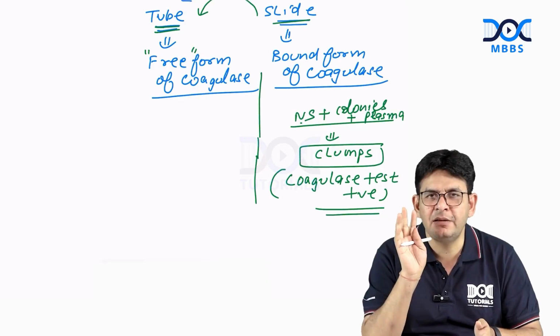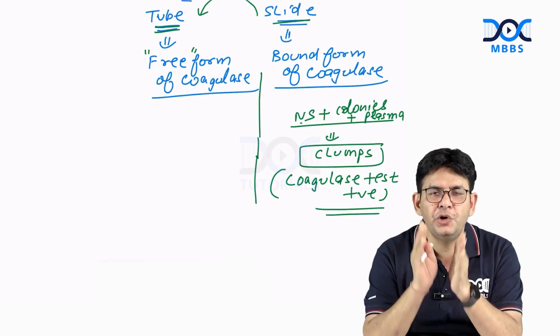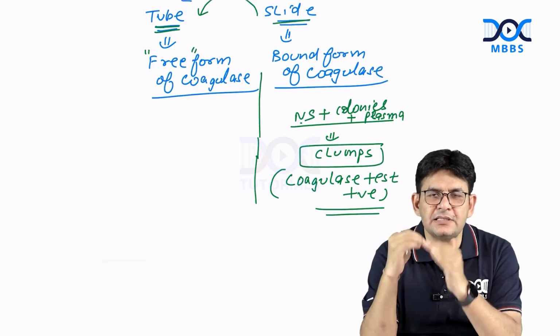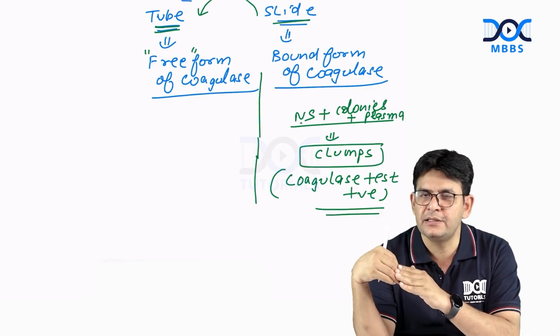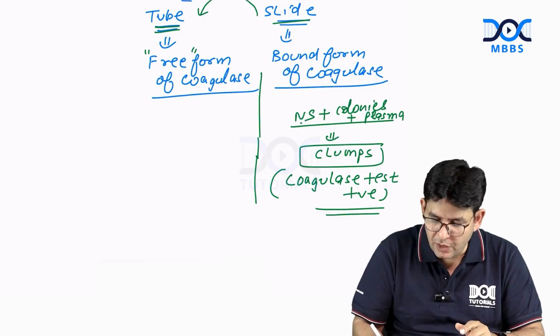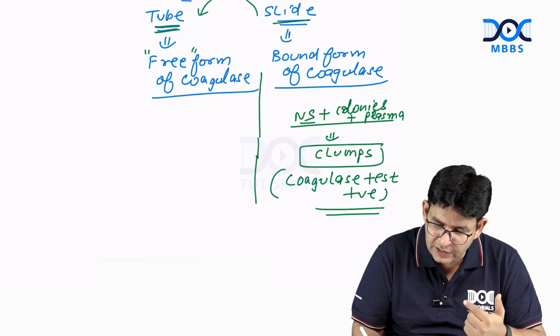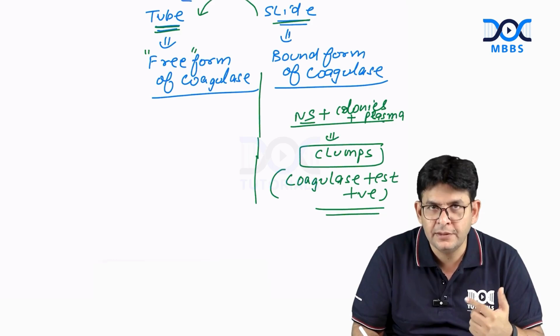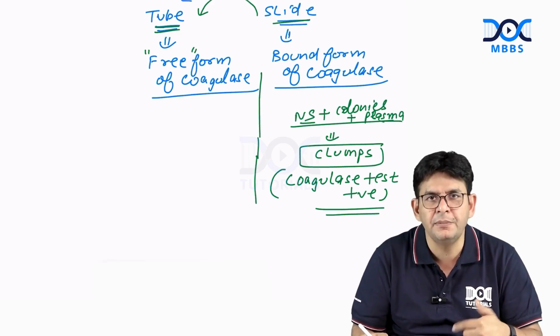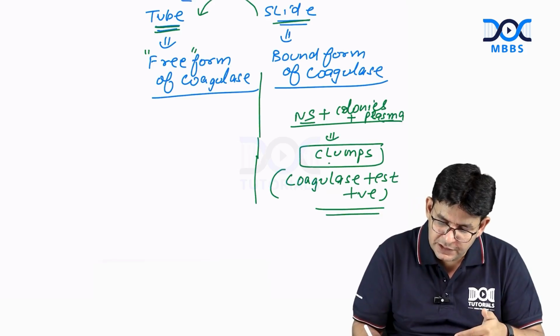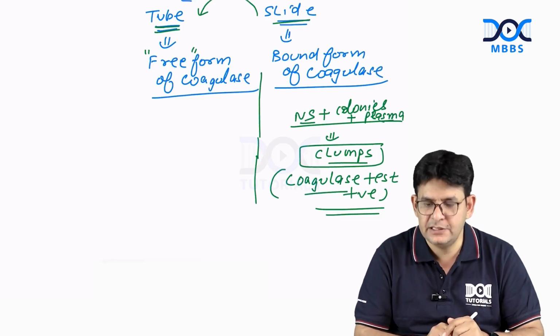So basically, don't get too deep into it. Just remember, tube is for the free form of coagulase, slide is for the bound form of coagulase. And this is done how? You take normal saline, NS is normal saline, then colonies of the suspected Staph aureus, and then you put plasma into it. And you observe clumps. This means coagulase test positive.